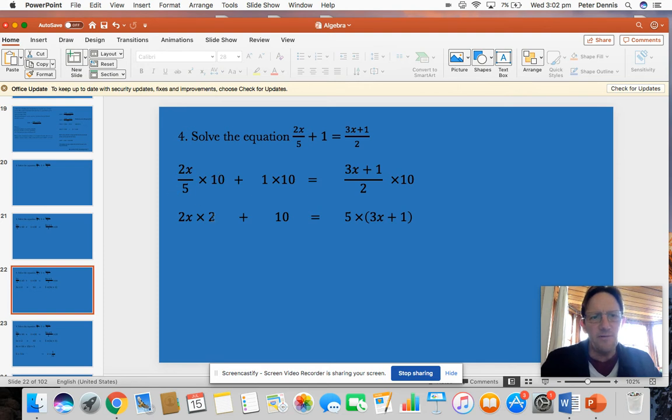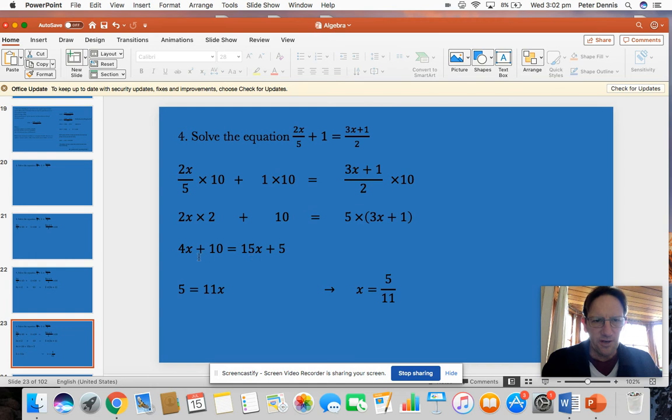10 divided by 5 is 2, so 2 times 2x plus 10, obviously. 2 goes into 10 5 times, so I get 5 times 3x plus 1. And suddenly what I've done there is I've got rid of all the fractions. I've got to be a bit careful with multiplying out this bracket, but we should be okay with that. So we get 4x plus 10 equals 15x plus 5.